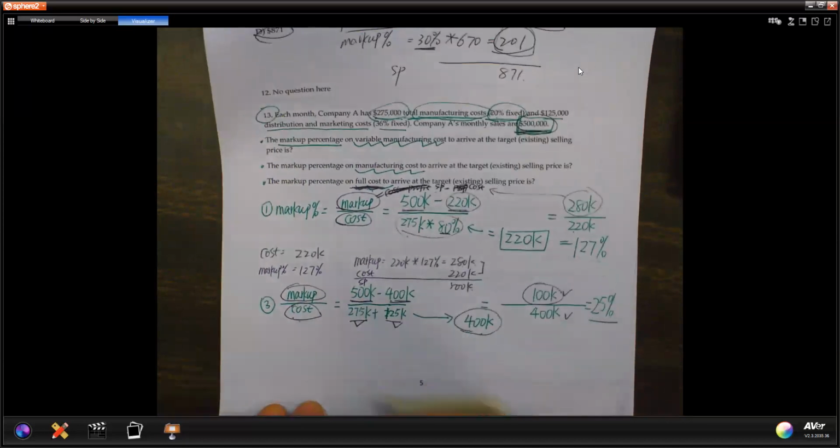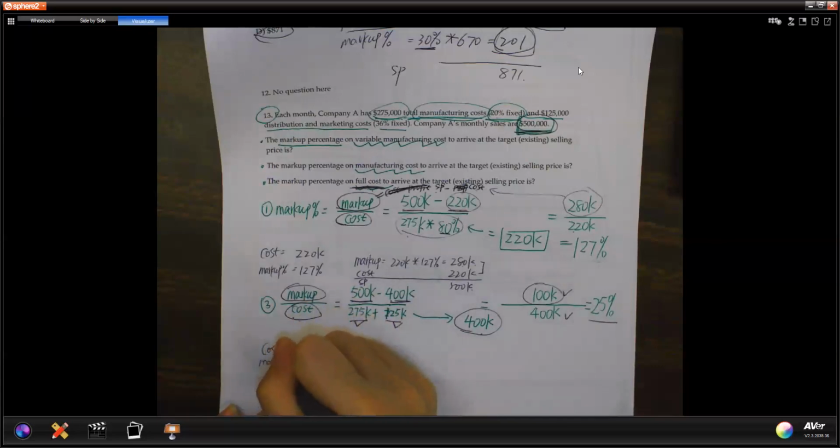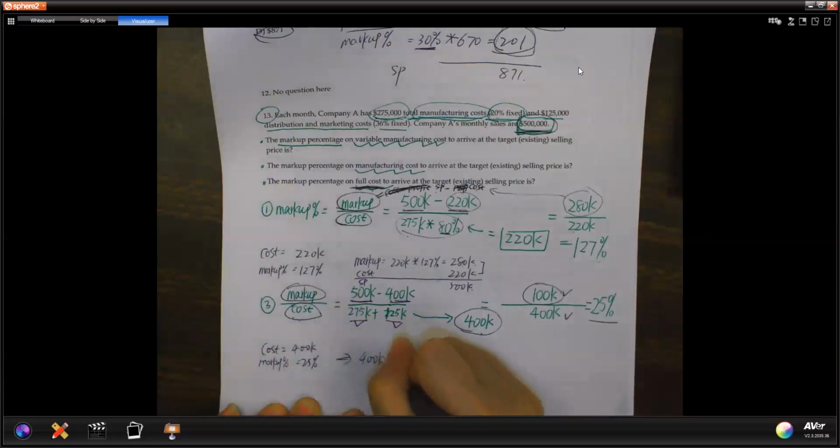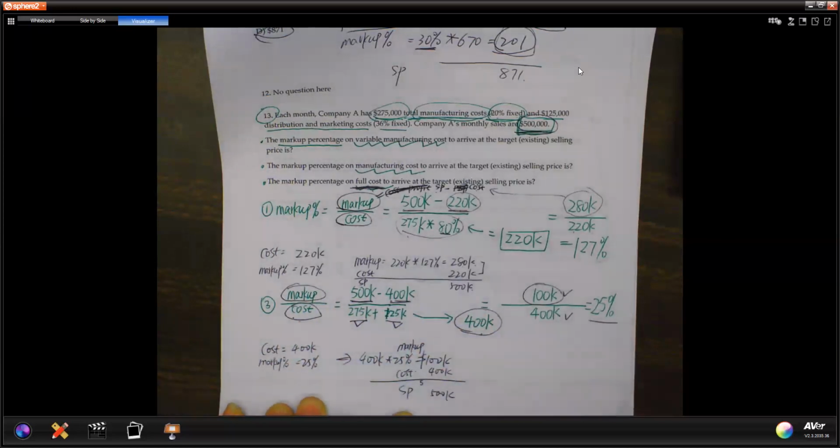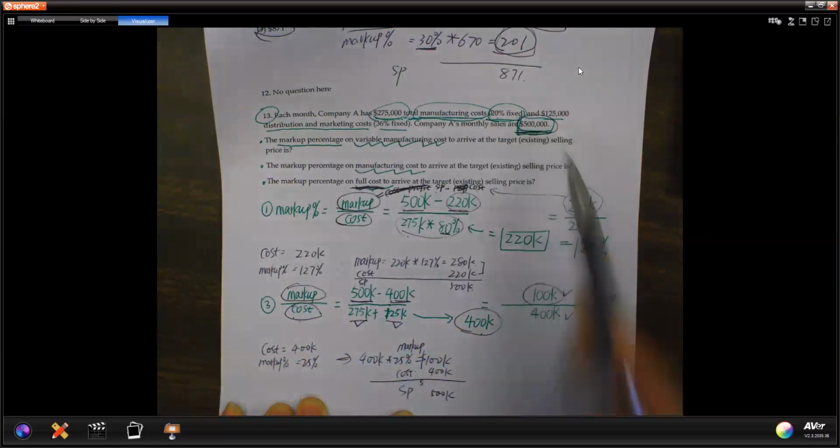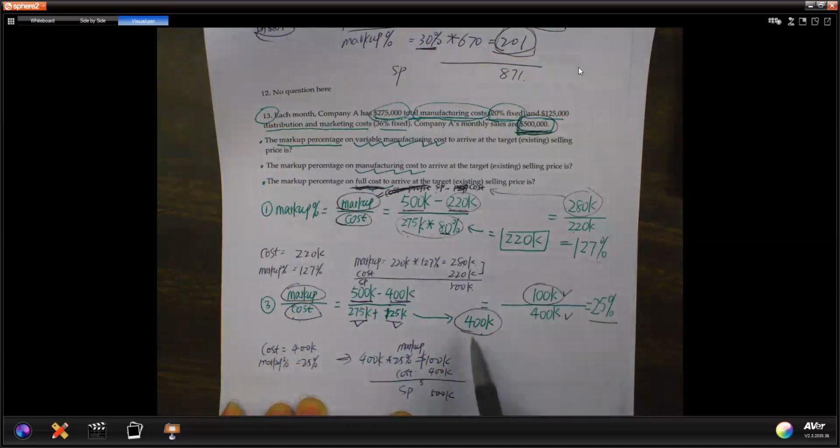So we said we want to double check. Cost now is the full cost 400,000. Markup percentage is 25%. So we use 400,000 times 25% gives you 100,000 as the markup dollar, and our cost is 400,000. So your selling price will be 500,000. Right? So we reach our 500,000. You need to know how you get the markup percentage. You know how you convert each other.